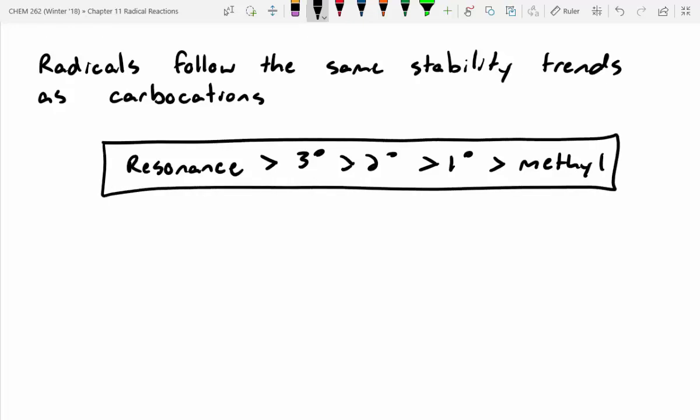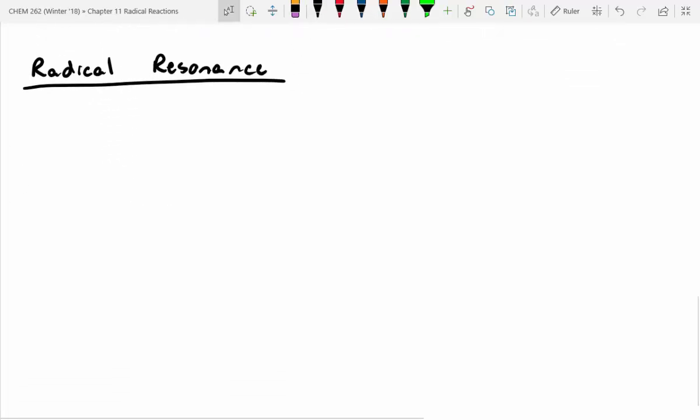So it's pretty easy to figure out because of the similarity. But we do have to pay attention to that resonance part a bit more. And so let's practice doing some resonance with radicals. All right, so let's draw an example molecule here. And I'm going to draw all of my hydrogen atoms. And I'm going to color code them. Got green, green, green. I'll do blue over here, and I'll do red over here, just so we can keep track of them all.